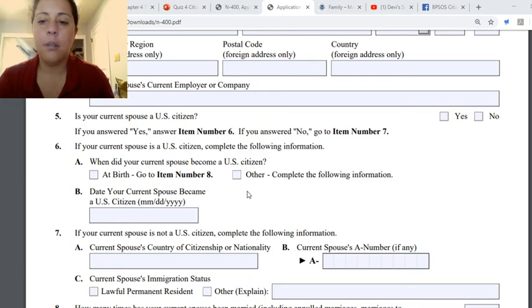Month, day, year. If your spouse is not a U.S. citizen, you will go to number 7. If your husband or wife is a U.S. citizen, you will stay on number 6 and write that your husband or wife became a citizen at birth, or other, and write the date. Remember, month, day, year.